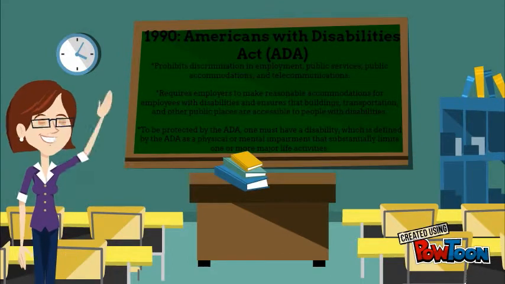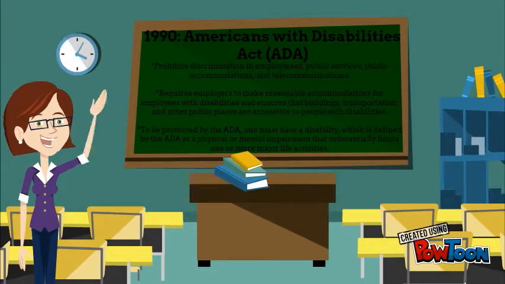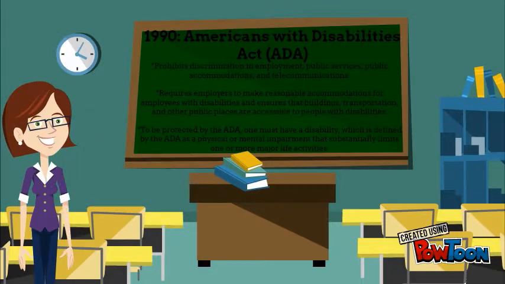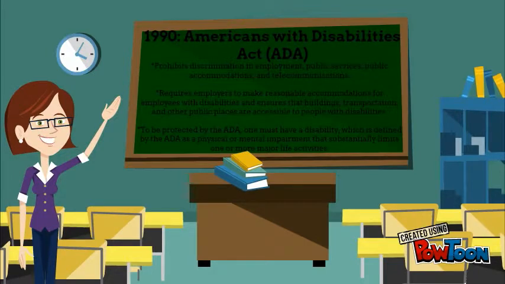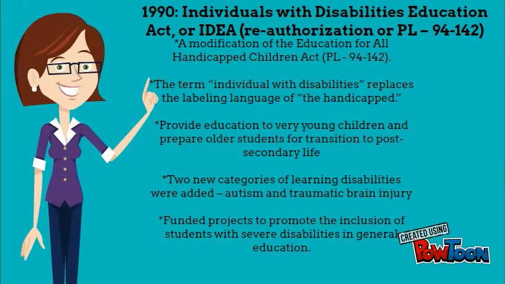Americans with Disabilities Act prohibits discrimination in employment, public services, public accommodations, and telecommunications. Employers have to make reasonable accommodations for employees with disabilities and ensures that buildings, transportation, and other public places are accessible to people with disabilities.